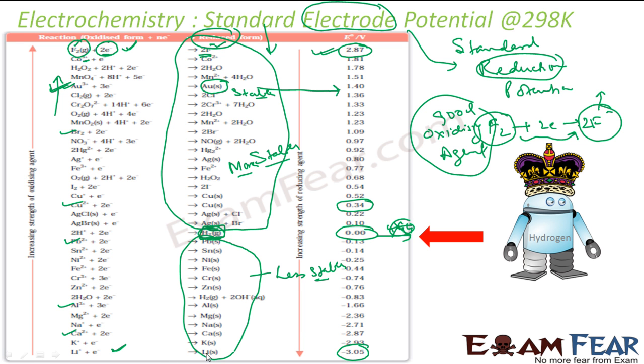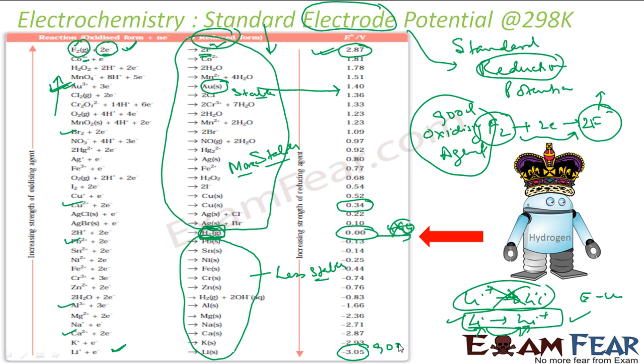Sorry, it is negative. This reaction is not favorable. So this Li plus to Li E is negative. So this reaction is not favorable. The favorable reaction will be Li to Li plus. Correct? Why is this not favorable? Because this is negative. So this is the favorable reaction. That means lithium wants to become lithium plus. Lithium oxidizes very easily. That means lithium is a good reducing agent. Correct? Lithium is a good reducing agent.